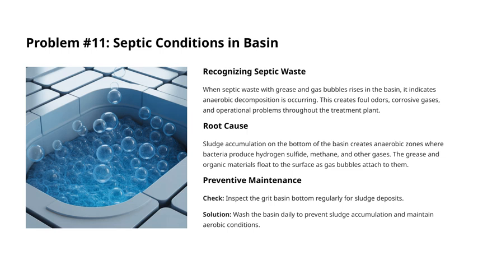To prevent these issues, regular maintenance is essential. You should check the bottom of the grit basin regularly for sludge deposits. And the solution is to wash the basin daily. This helps prevent sludge buildup and keeps conditions aerobic, ensuring the system runs smoothly. So, by staying vigilant and maintaining the basin properly, we can avoid these septic problems and keep the treatment process efficient.